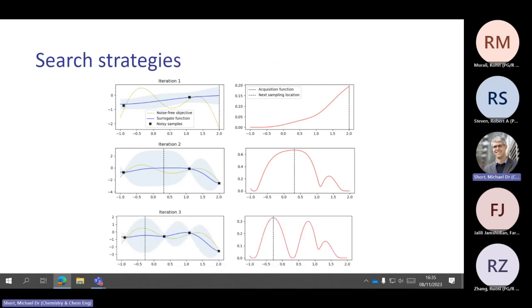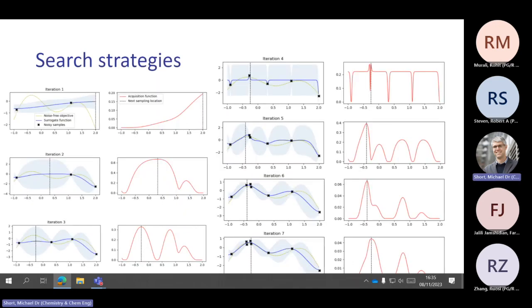Then we test the sample point suggested by the acquisition function. The process goes on iteration by iteration. Finally, it can find the optimal input with the highest output value in iteration 7. This is basically how Bayesian optimization works in a toy example.